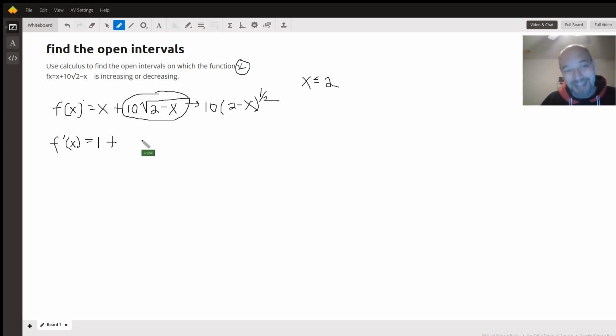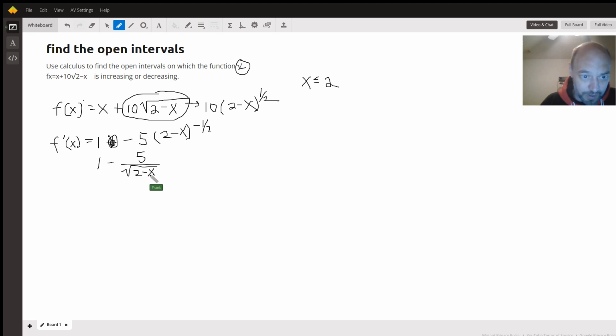So this is 1 plus negative. Well, I'll get rid of that plus sign and just put 1 minus 1 times whatever the derivative of the outside is. The derivative of the outside: take the power, multiply it by the constant. 1/2 times 10 is 5, and then subtract 1 from the power. So it's 5 times (2 minus x) to the negative 1/2 power, since 1/2 minus 1 is negative 1/2. This can be rewritten as 1 minus 5 over the square root of 2 minus x.